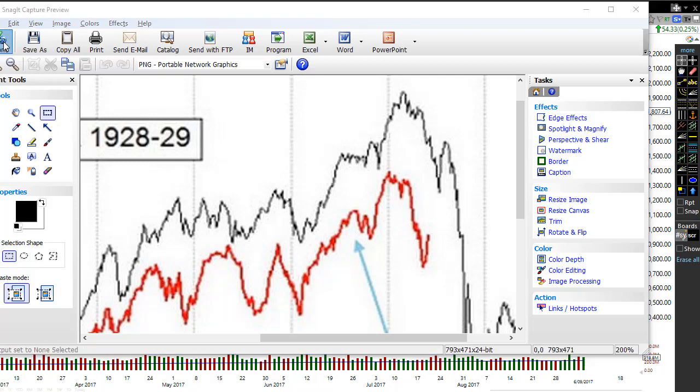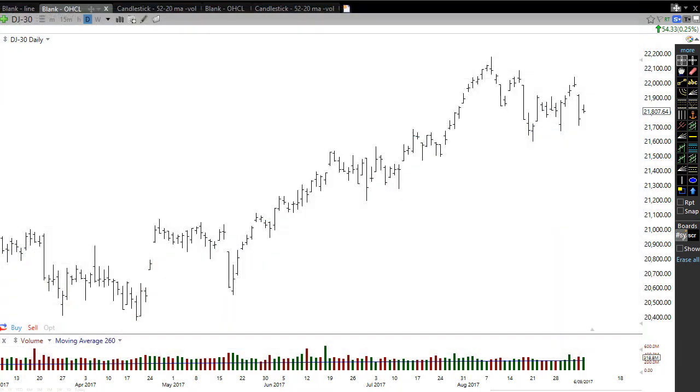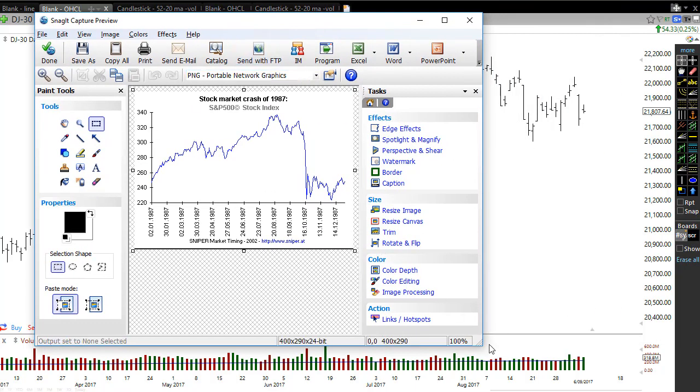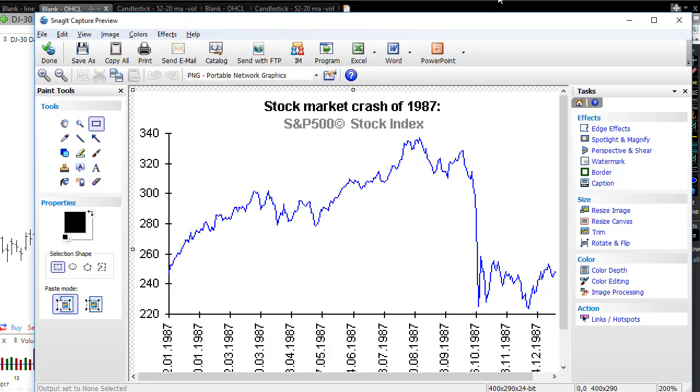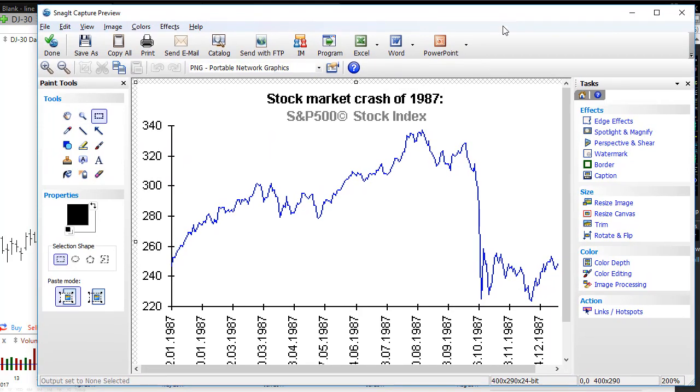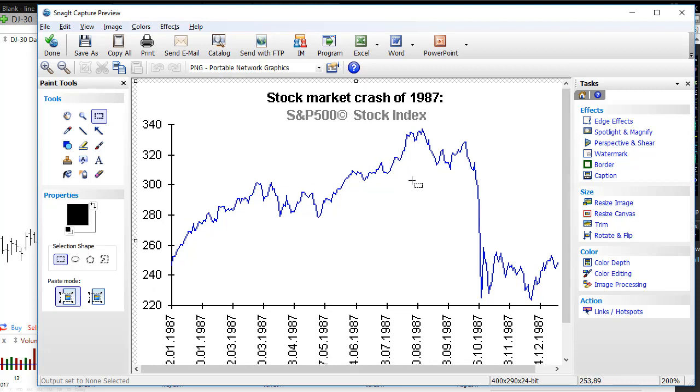You see that chart there, right, guys? Let me bring up this chart here for you. Look at this chart here. This is 1987. So 1987 is more like what's actually happening here. This looks very similar to the 1987 stock market crash. What do we have here, guys? This looks very similar to the Dow Jones right now. It's really similar.